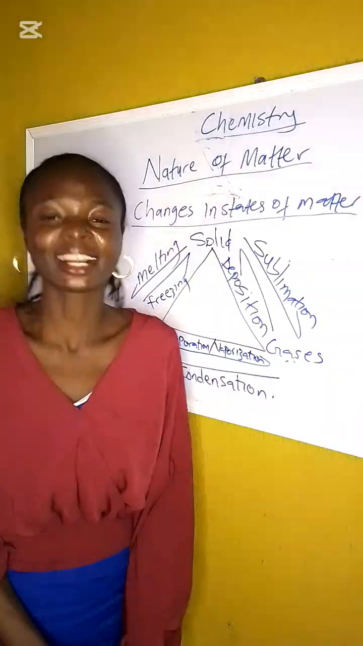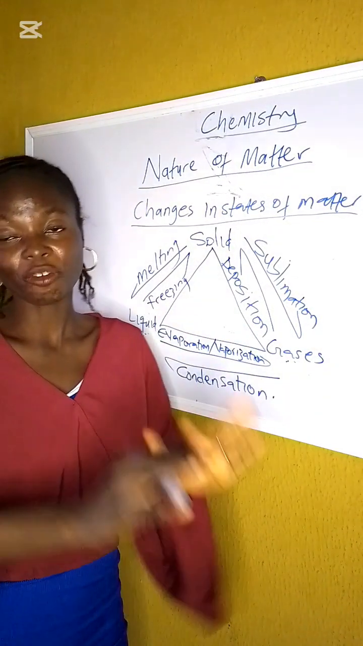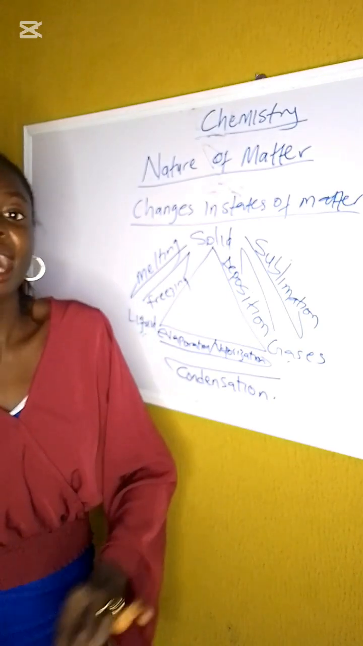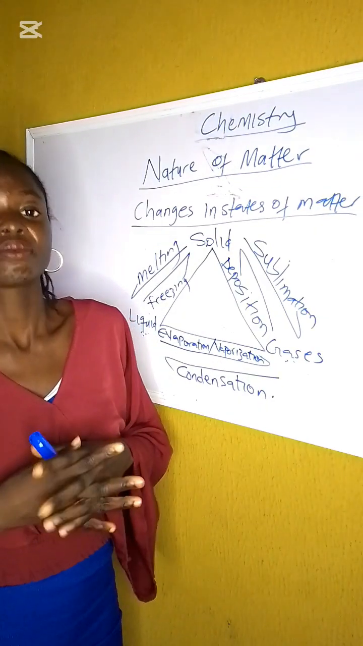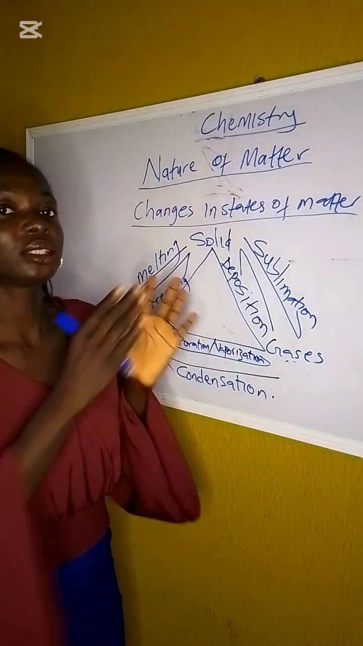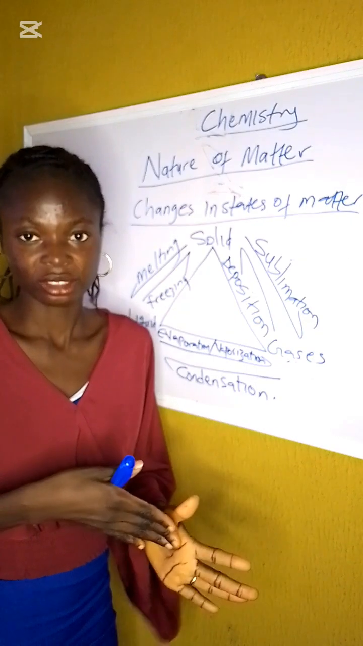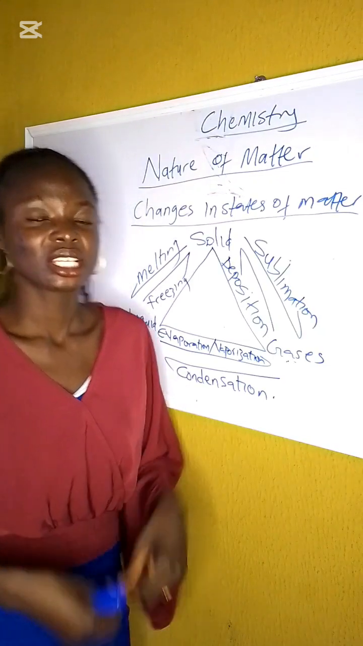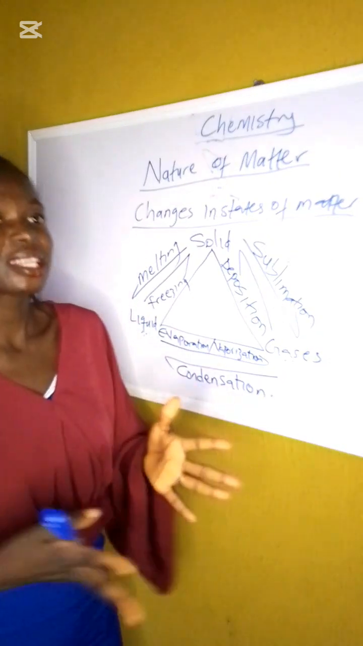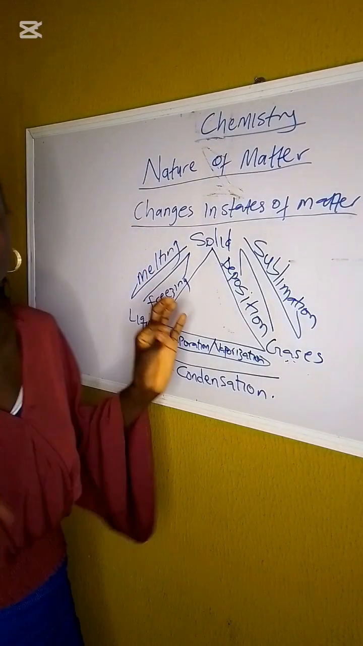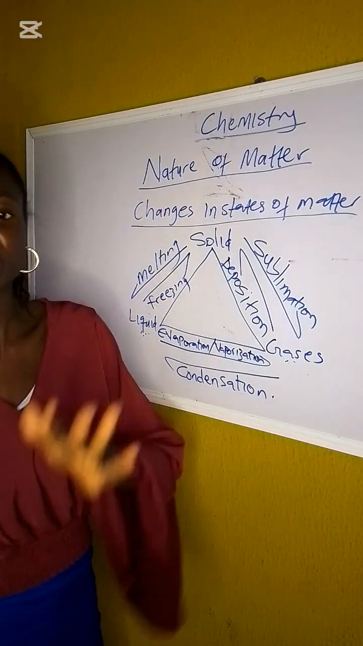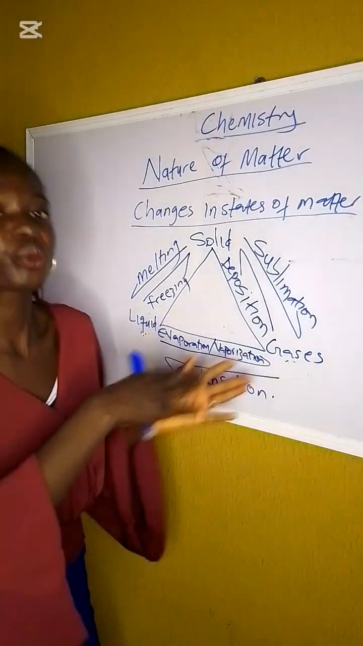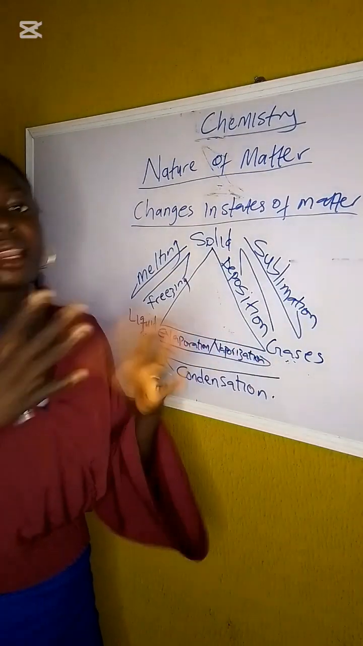So this is the end of our class today. We've talked about the nature of matter. I've given you the definition of matter, the states of matter, and their properties. I've told you about the changes in state of matter. I've given you the two types of changes we have in chemistry and their examples. Then lastly, I have explained the changes in state of matter, from solid to liquid, liquid back to solid, solid to gases, gases back to solids, and so on.